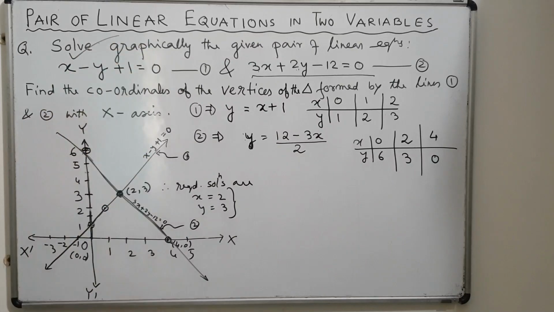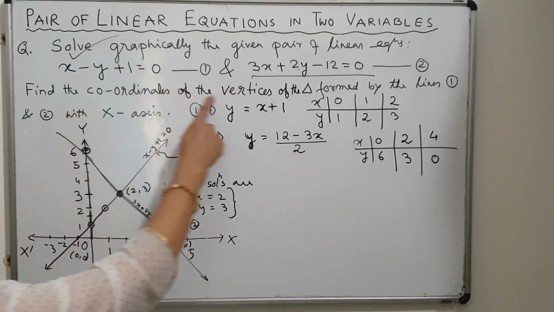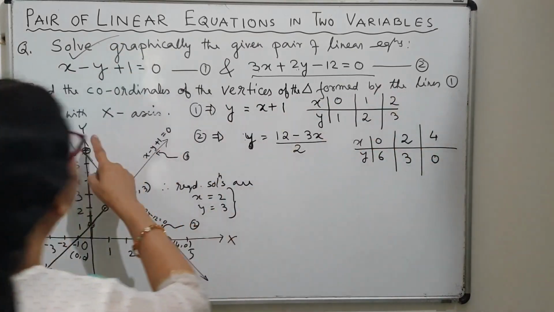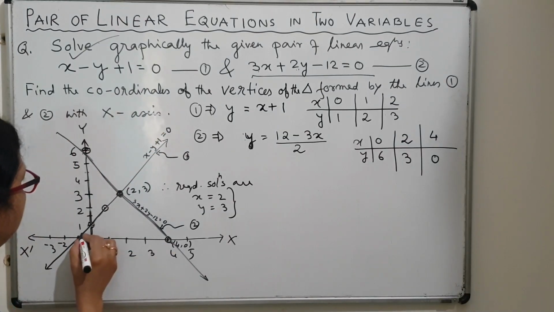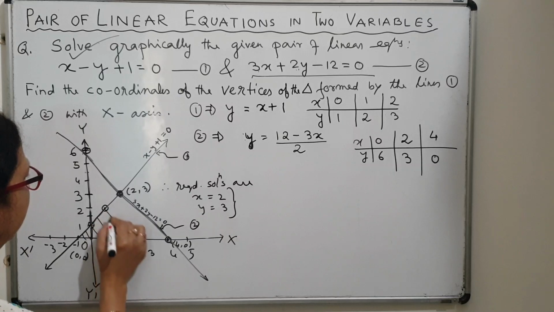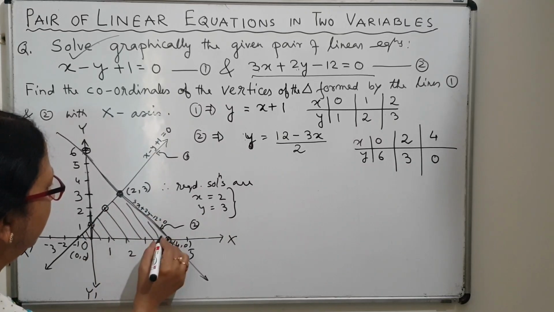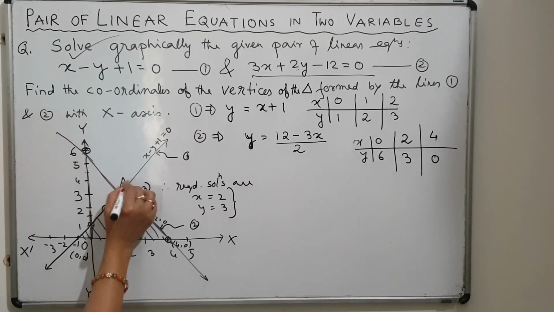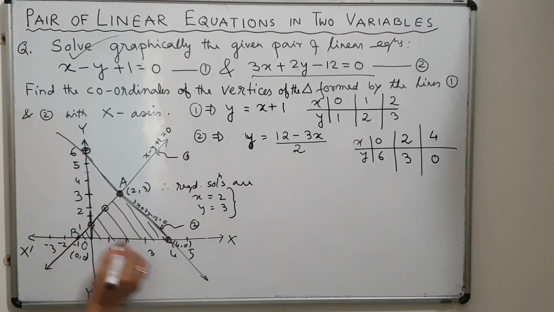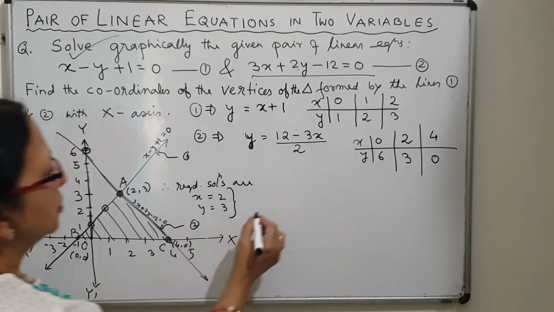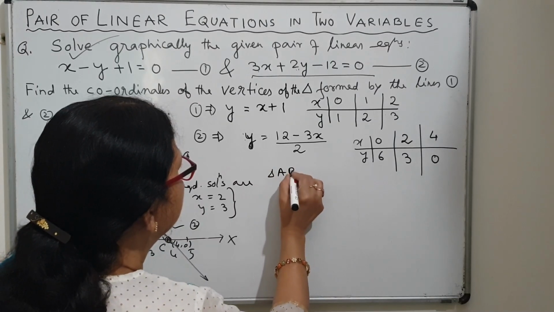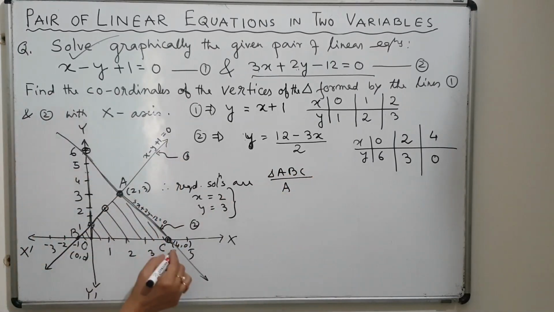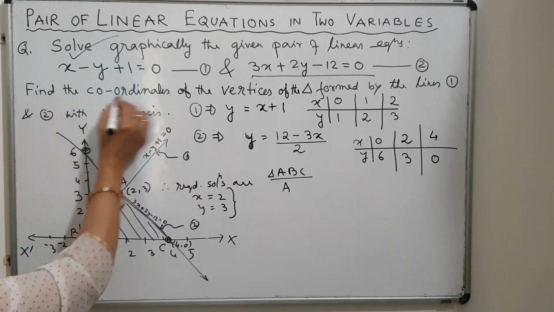Next, to find the coordinates of the vertices of the triangle formed by the lines and the x-axis. So this is one line, this is another line, and this is the x-axis. So this is the triangle. Let me name this point A, this point B, and this point C. So the triangle ABC is the required triangle, which I have shaded.